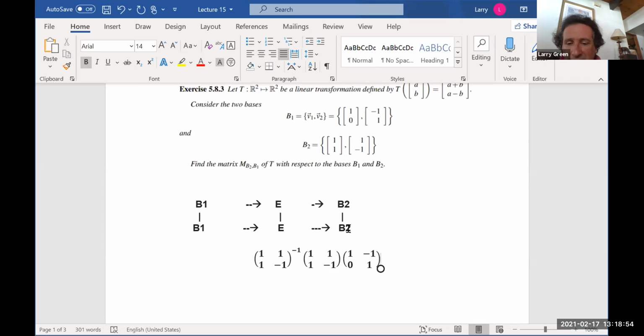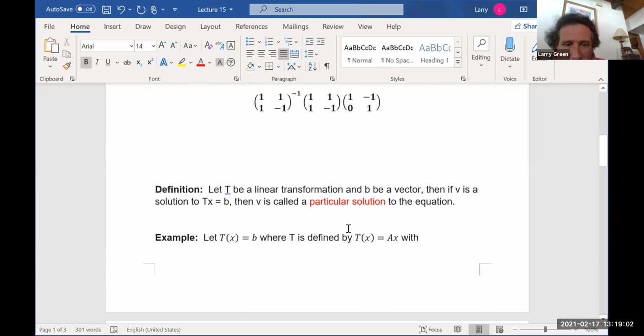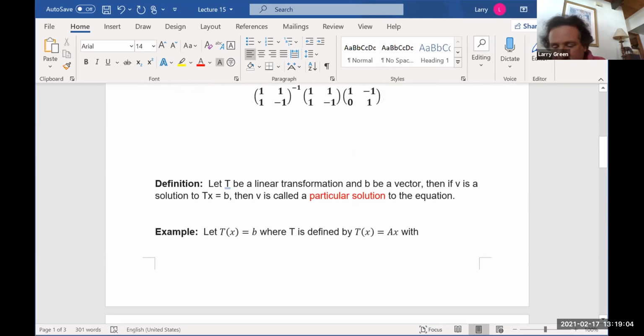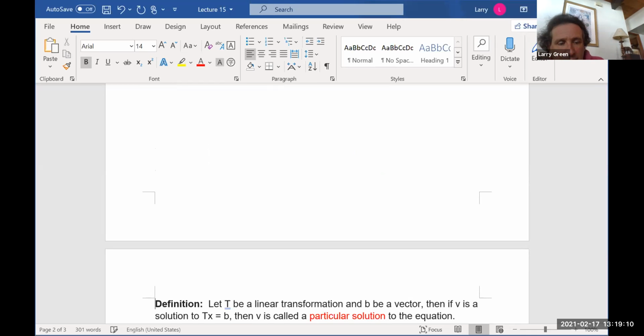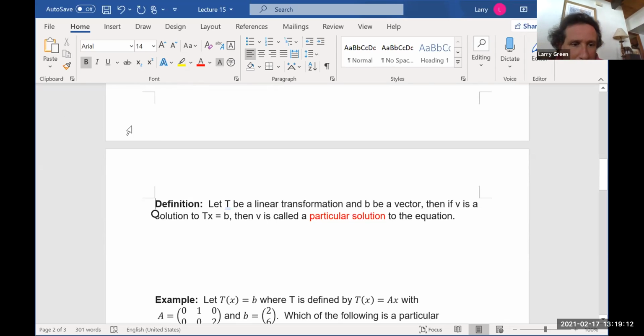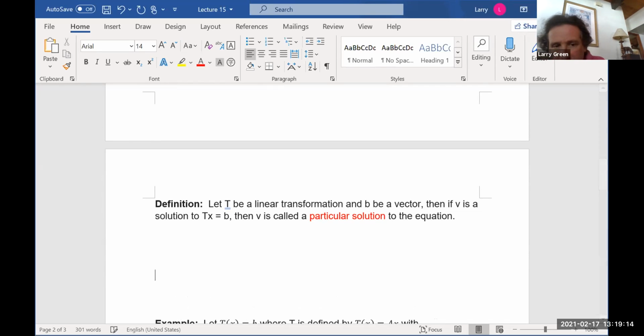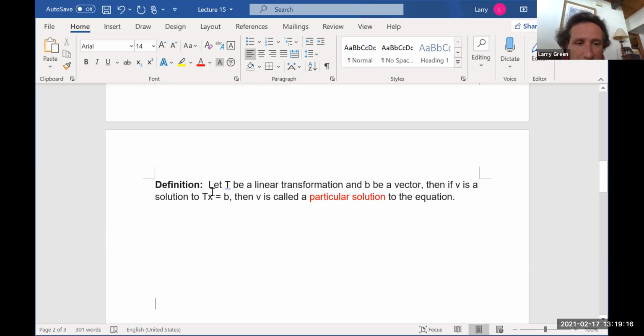Other questions? If they're not, then I can go on and talk about new material. Okay, if there's no questions, let's move on. Okay, so here's a big definition. And it's the following. Let T be a linear transformation and B be a vector.